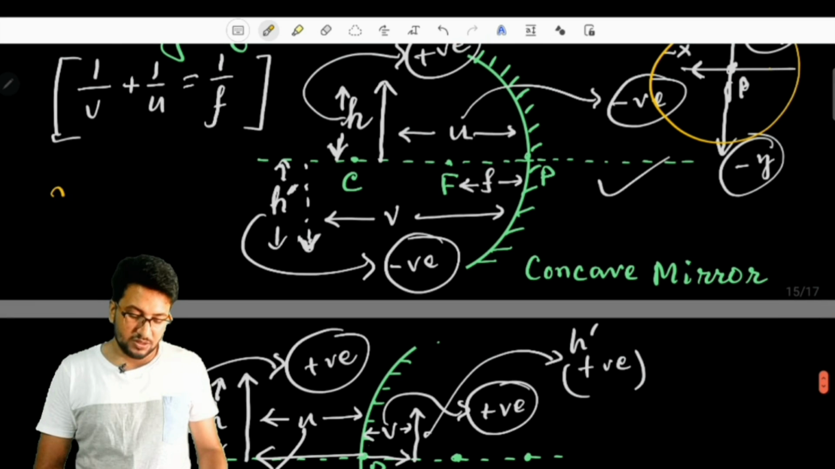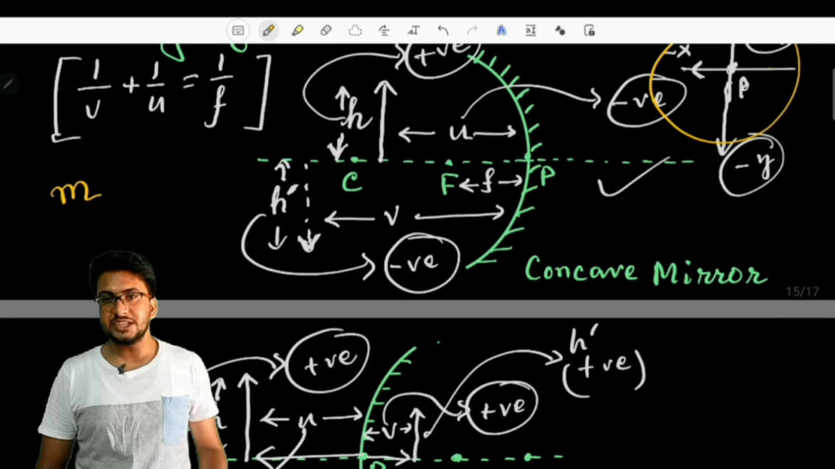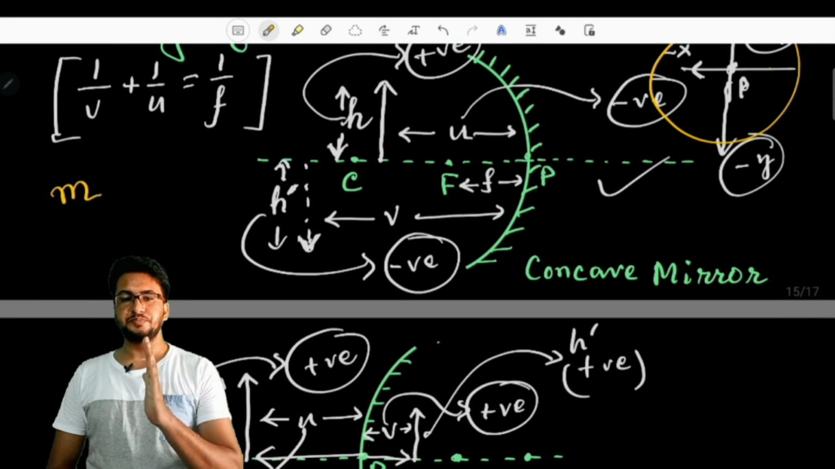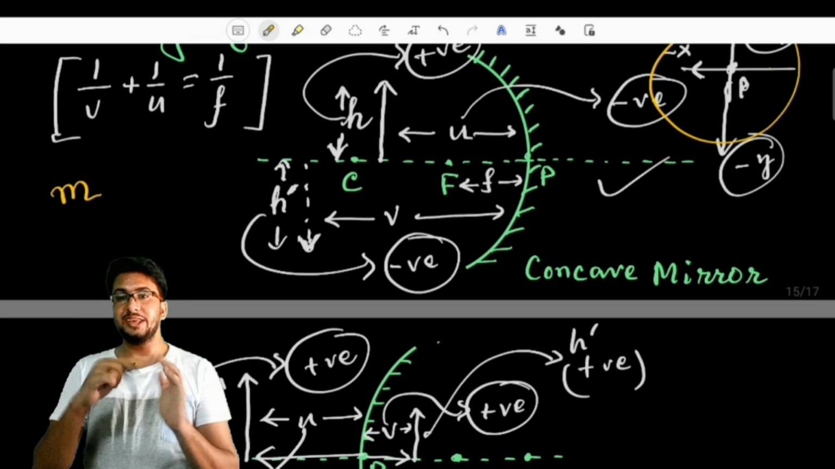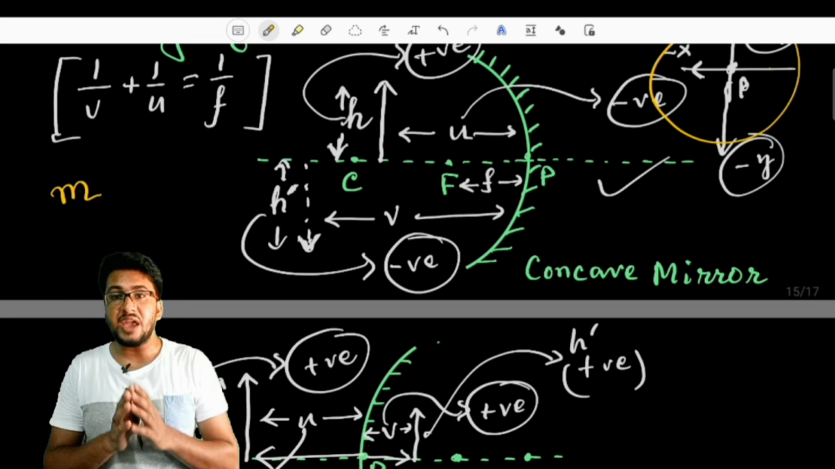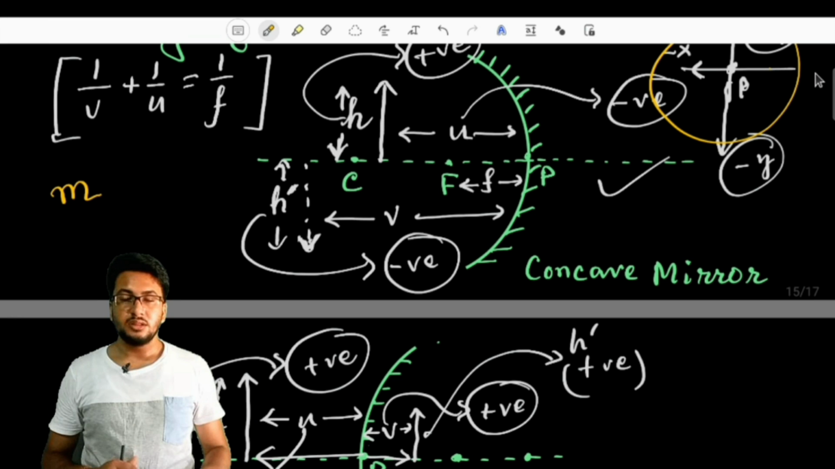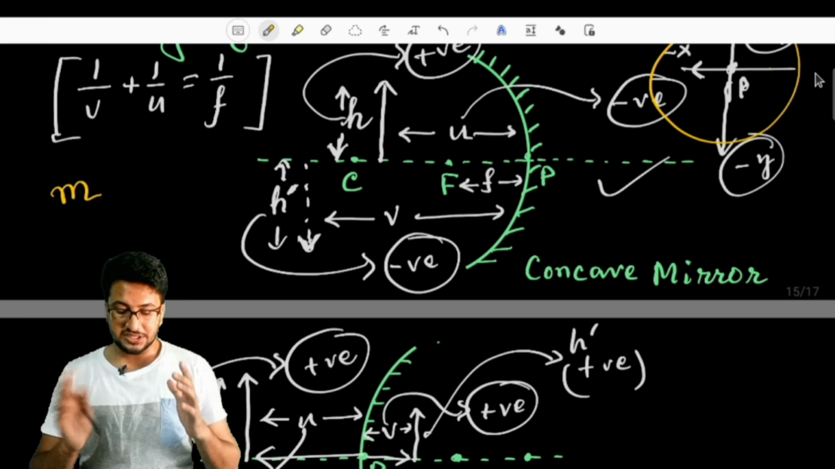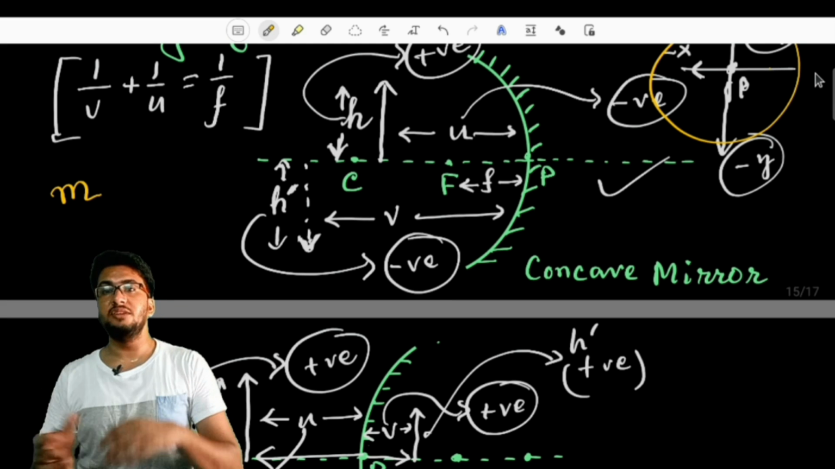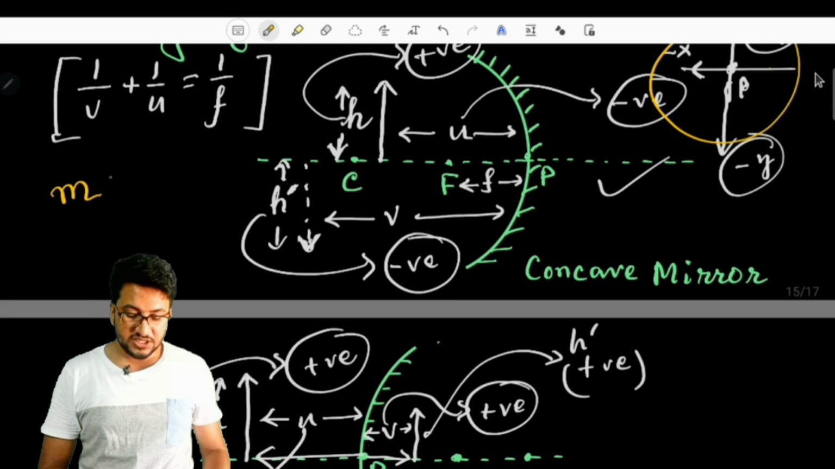If the object is this much and the image is this much, the object is smaller and the image is bigger. In such a case, we are getting a magnified, that means enlarged, image. So for such a case we say that the image is magnified, and that magnification parameter is denoted in this manner.